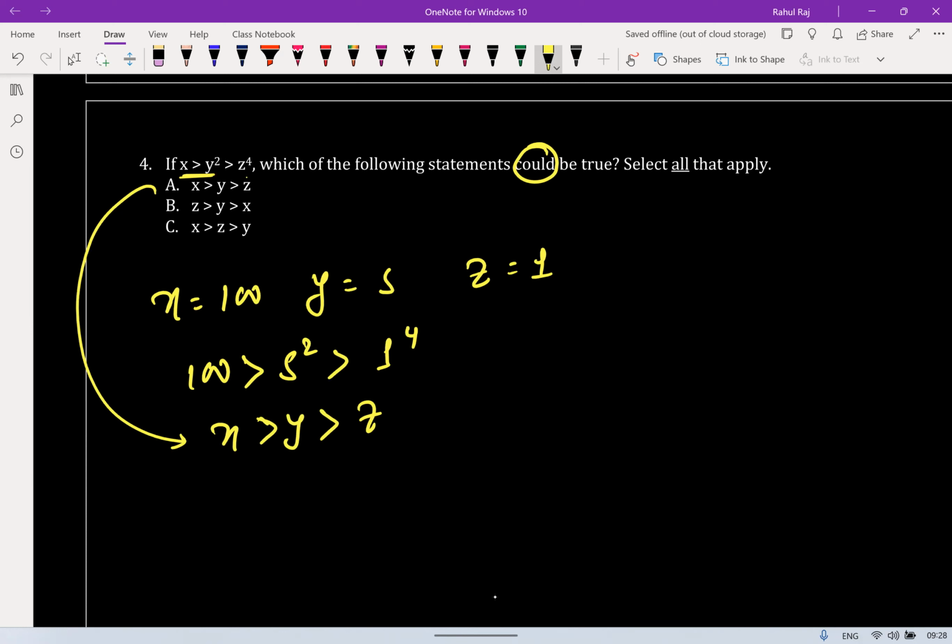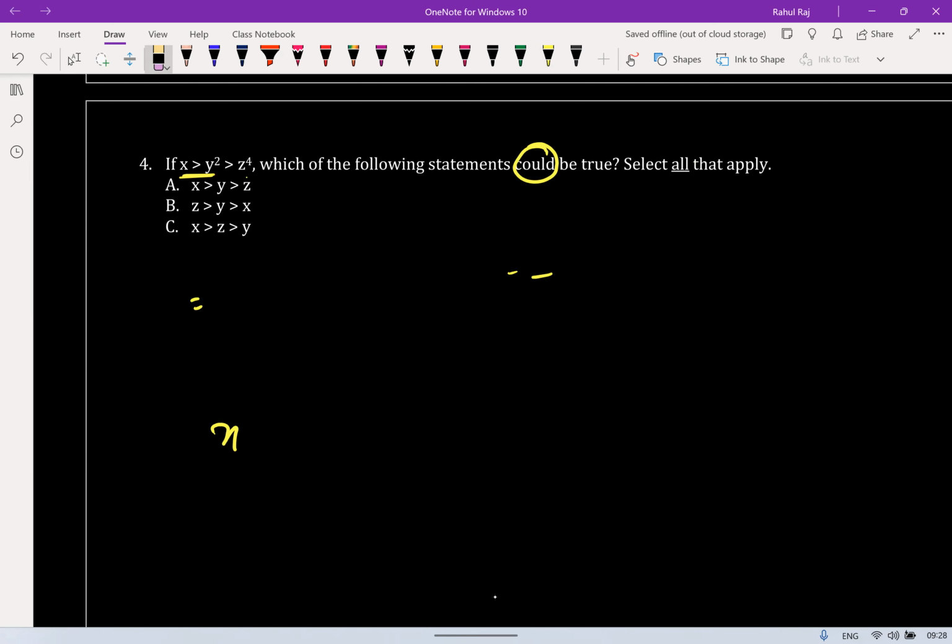Now for option number B, I'll just erase this. Yeah, option number B doesn't suffice. You have to take different numbers and check. You will have to take a set of numbers for which option number B suffices, because it says which of the following could be true. So for any one value, if these are true, it should be considered in your answer choice.